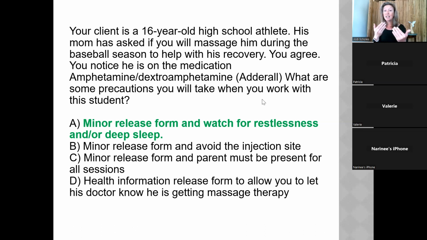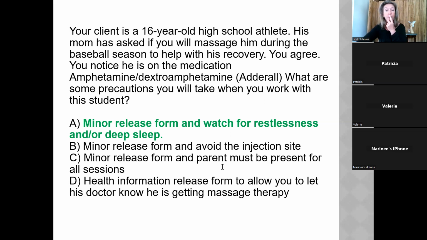Typically, we want a same-sex parent. Definitely for females. It's also best practices if it's a same-sex therapist, but that's not always going to fly. These are what our standards of practice are. They're not laws. The minor release form is a law. But these are our standards of practice.